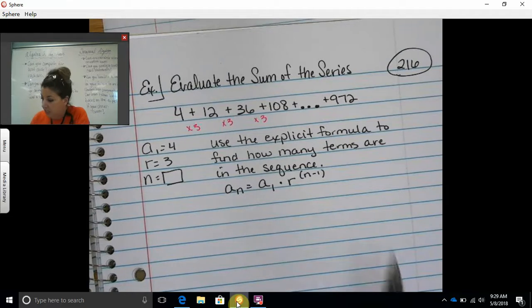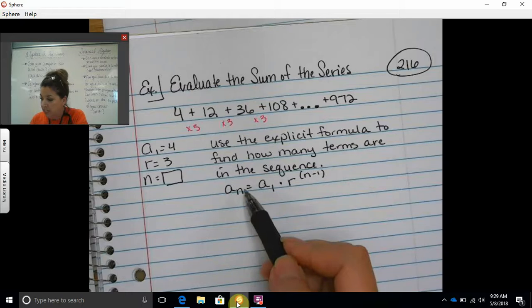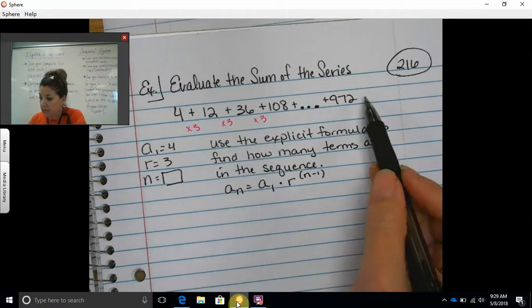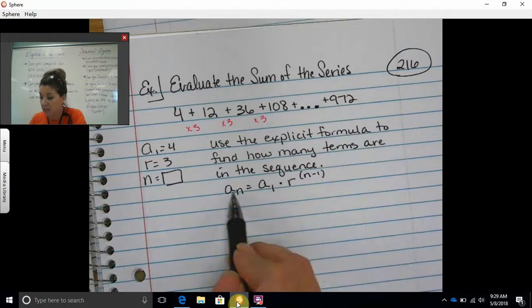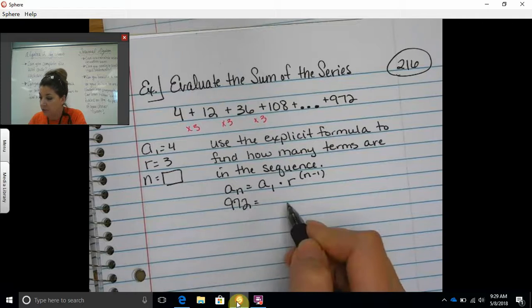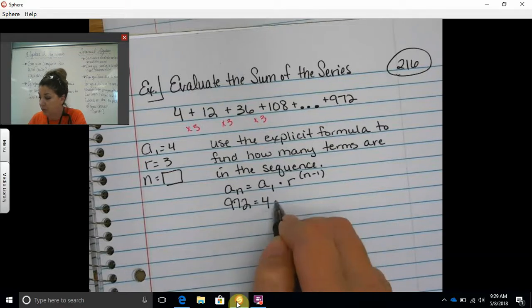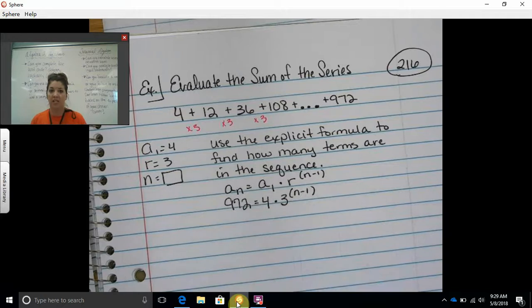All right, so again, n's the term number we're looking for. In this case, I'm going to use my last term. I don't know what term it is, but I know that my last term is 972. So for a sub n, I plug in 972 equals my first term is 4, common ratio is 3, raised to n minus 1. I don't know what n is. I don't know what term number that is. That's what I'm trying to find.